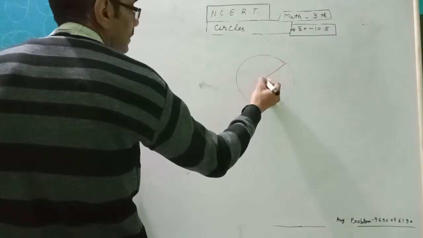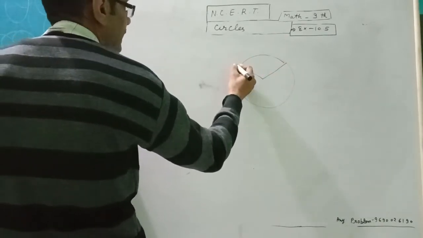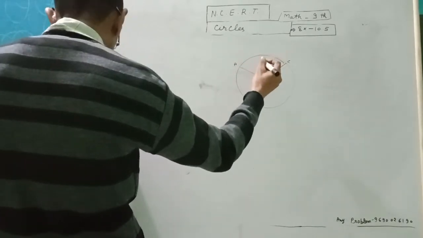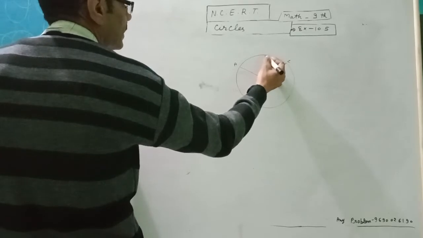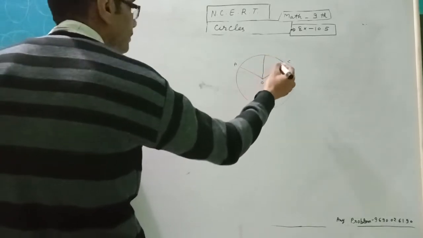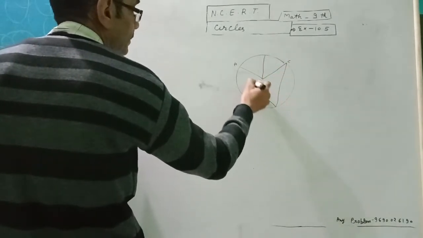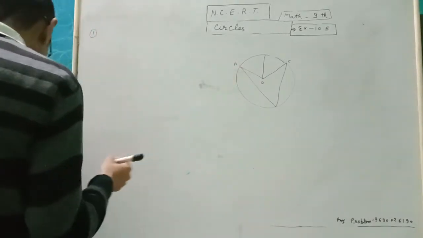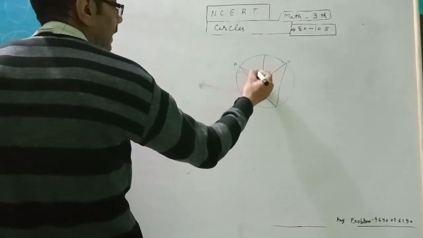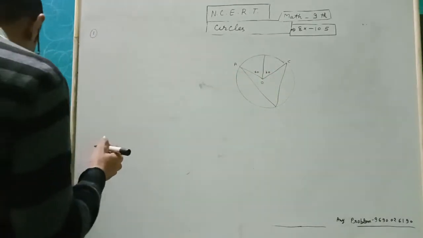Angle subtended by arc AC and AB. O is the center. That is the figure of the given question. 30 and 60 degrees are given. We find the angle.